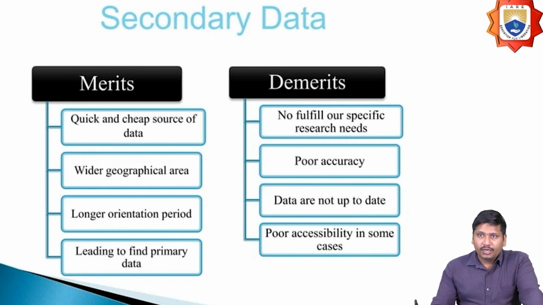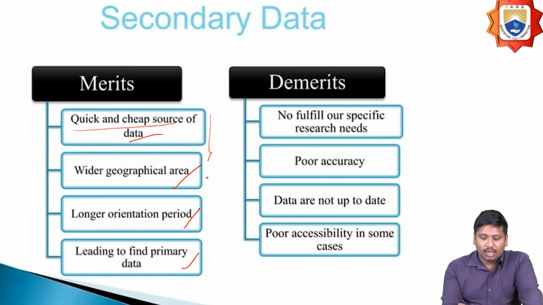When it comes to disadvantages, no fulfillment of specific research is possible, which becomes the big disadvantage of this method, along with poor accuracy, the data not being up to date, and then poor accessibility in some cases. So these are some of the disadvantages and advantages of the secondary data. A quick and cheap source of the data is one of the advantages, with a wider geographical area, a longer orientation period and leading to finding the primary data.